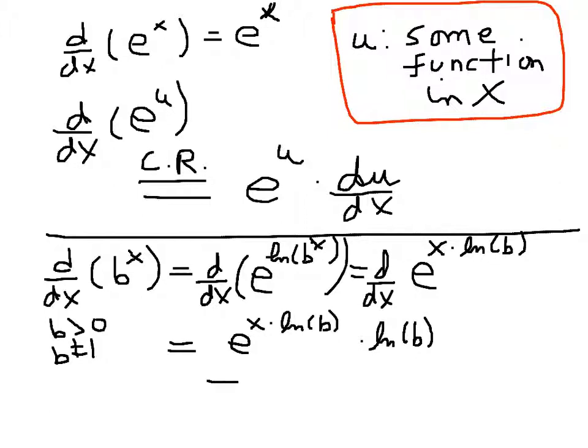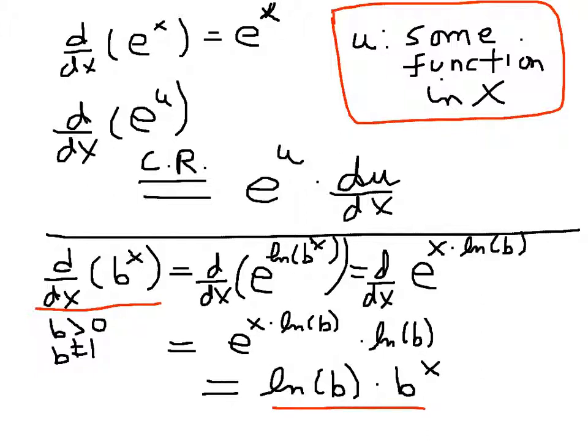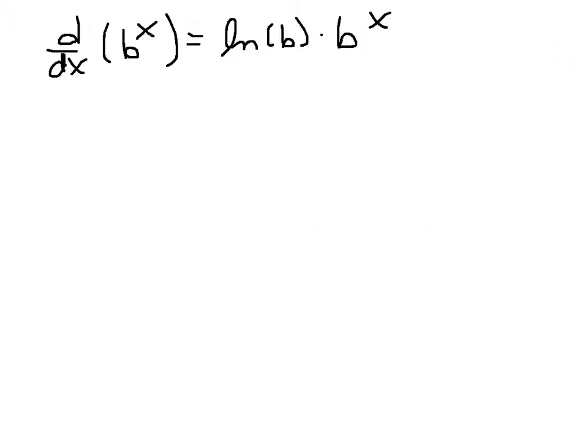And this is usually written as ln of b times, well, remember this is just the same as b to the x. So it's the ln of b times b to the x. And that's what we get when we take the derivative of b to the x. Alright, so we just keep moving along. So we know now what the derivative with respect to x of b to the x is.